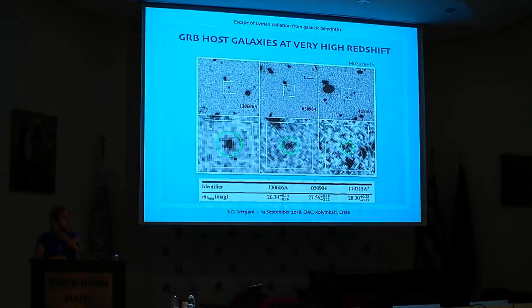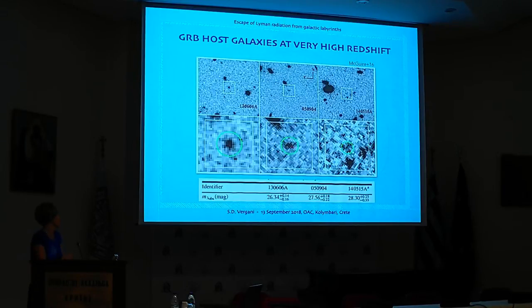So what about more in general? GRB host galaxies at very high redshift, and what we can do in the context of Lyman alpha. Actually, GRB host galaxies at very high redshift are very faint. I report here the only three host galaxies detected with HST, with magnitudes at redshift larger than 5. There are other host galaxies with other observations, but we have no detection even down to the 30 magnitude limit. So they are extremely faint, and they should correspond to the bulk of the faint star-forming galaxy population at that redshift.